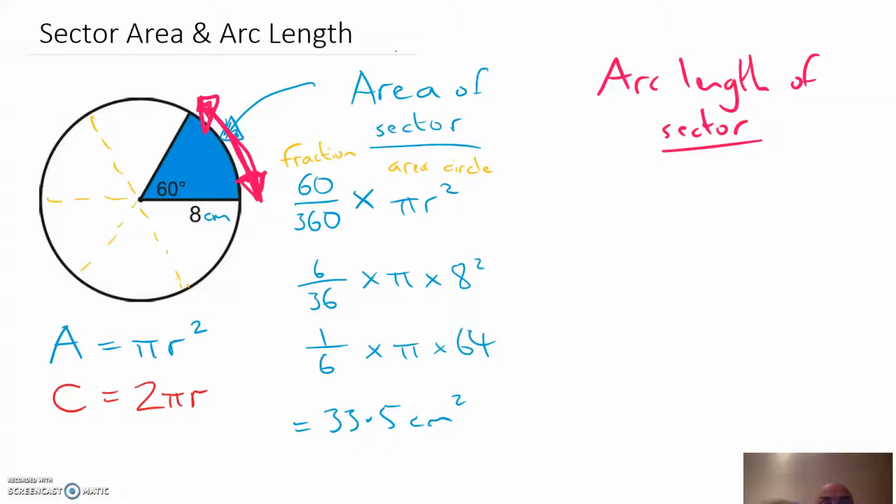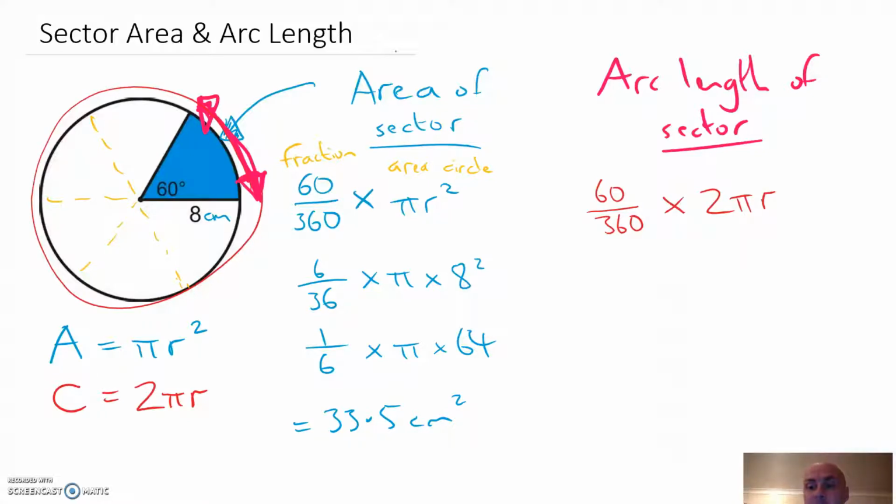What's the arc length of that sector? So we use the same technique again. We want what fraction of the entire circumference is that arc length? Well, it's the same. It's 60 over 360. It's 60 360ths. We're going to do exactly the same thing. So we've got that fraction multiplied by, this time, our circumference. We want what fraction of the whole circumference. So we need our 2 pi r formula this time. Well, we know that 60 over 360 simplifies to 1/6. And we know we've got times 2 times pi times 8.